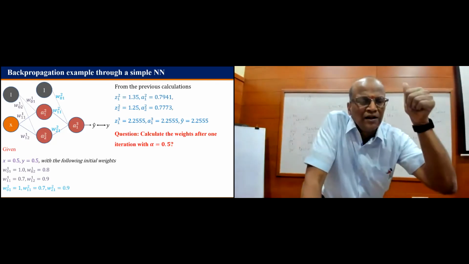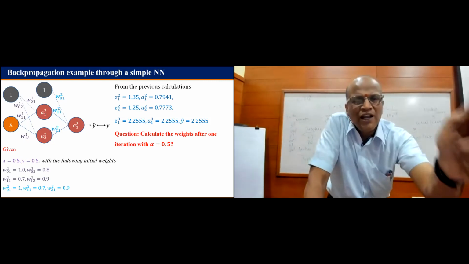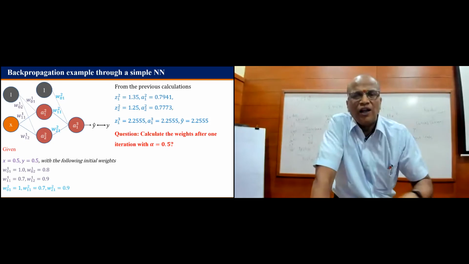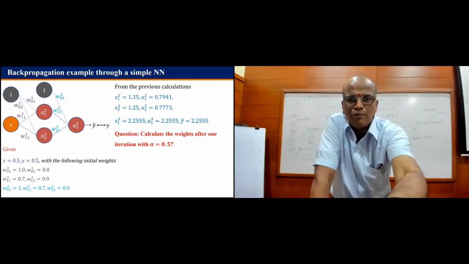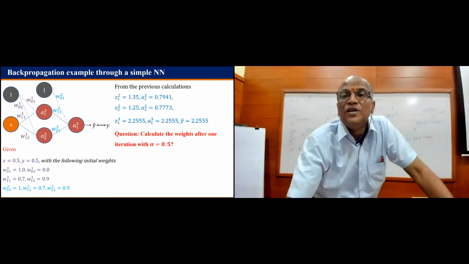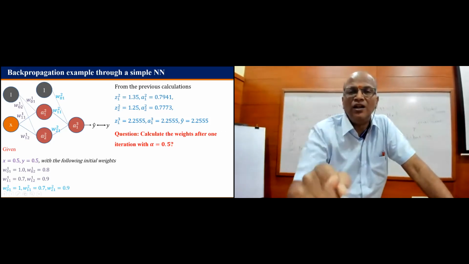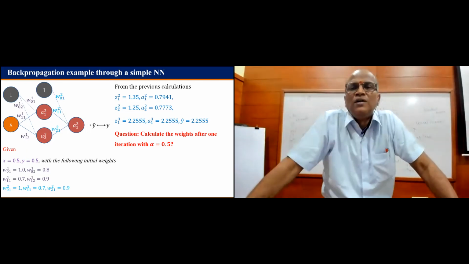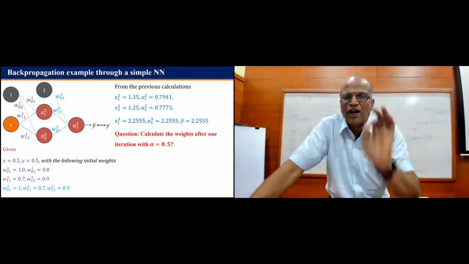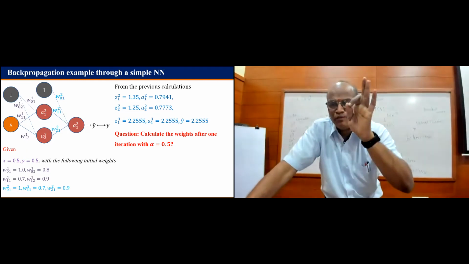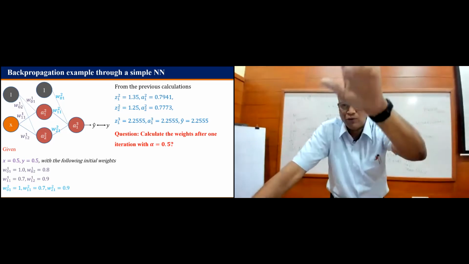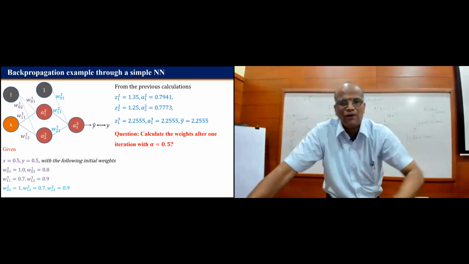Now let us learn backpropagation through an example by hand. There is one input X, one hidden layer with 2 neurons, and then a final output layer, A1 of 3. Finally, we are putting a linear function. From the previous calculations, coming from slides 19 and 20, we already did Z12, Z22, and Z11. Now calculate the weights after one iteration with alpha equal to 0.5. So we are doing backpropagation by hand instead of going to the computer, so that your learning is complete.